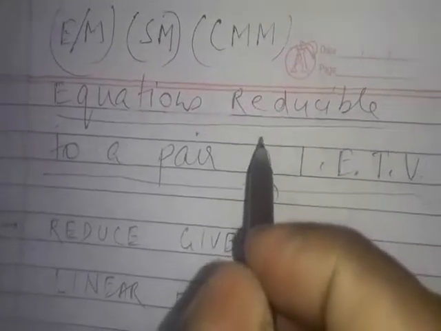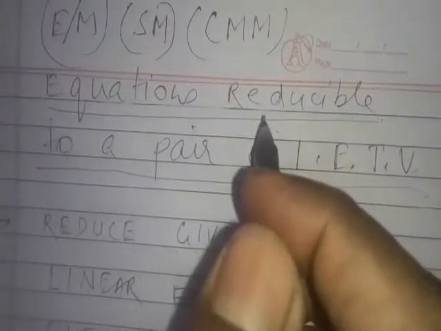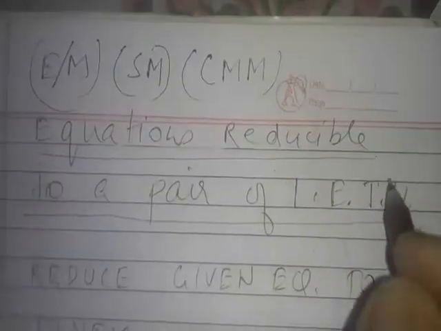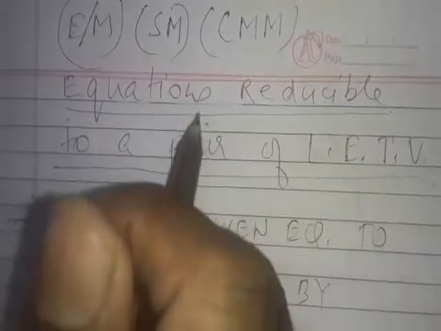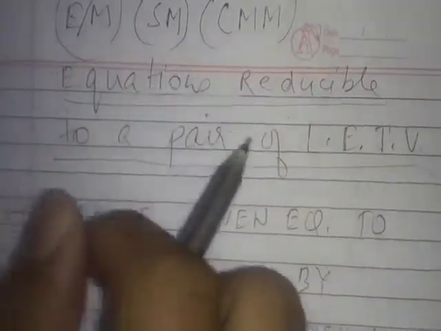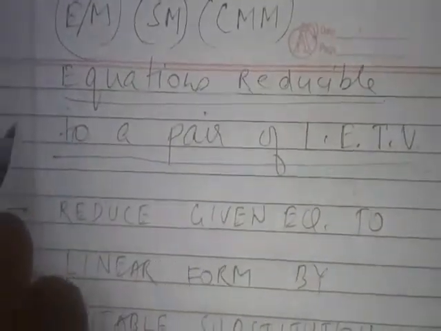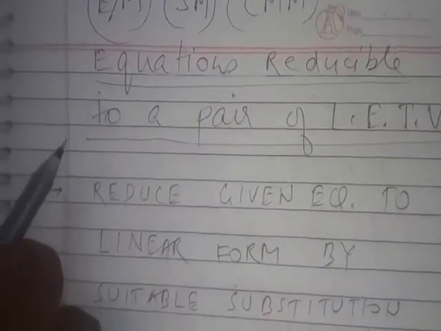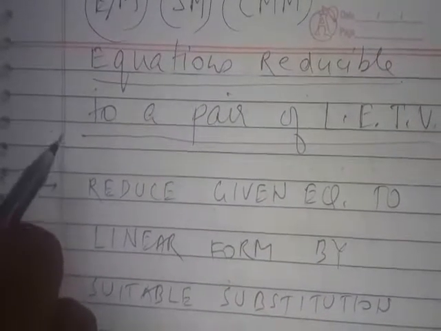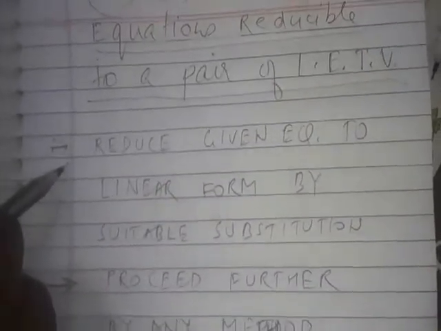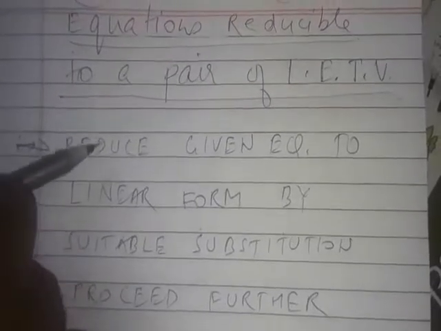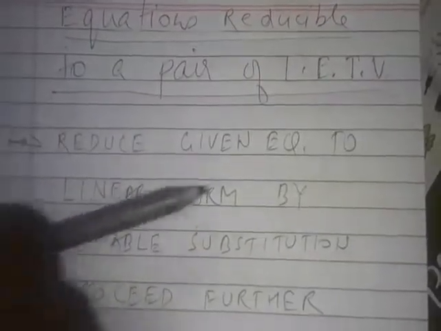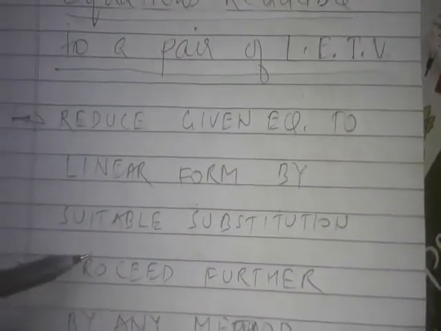Today we will discuss those type of equations which are not given in the form of linear equation. Then first of all we have to convert them, reduce them in the form of linear equation, and then we can solve the equation. We can find out the value of the unknown term. To solve these type of questions, the first step is to reduce the given equation in the form of linear equation by any suitable substitution.